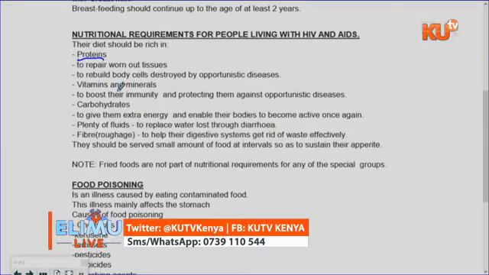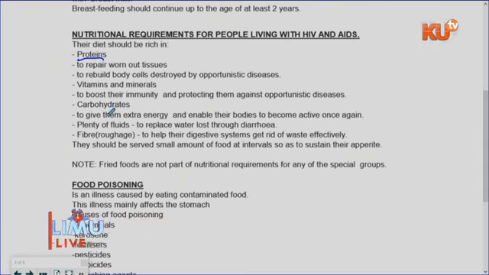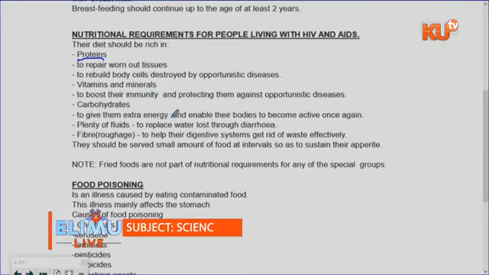Opportunistic diseases, we call them secondary infection. As I wind up, because of time, they need carbohydrates. Carbohydrates give them extra energy and enable their bodies to become active once again. Remember now their immune system is weak, so carbohydrates give them energy to talk.